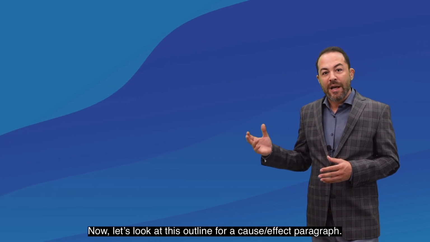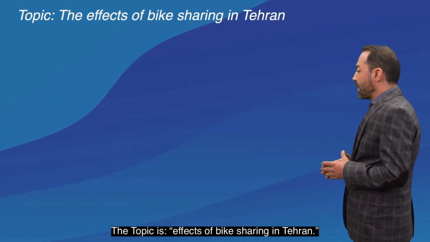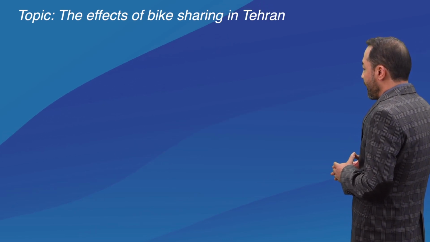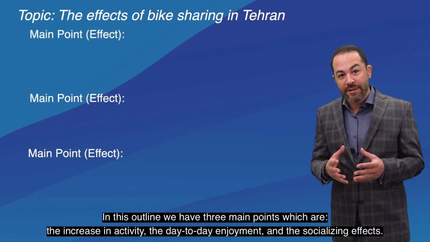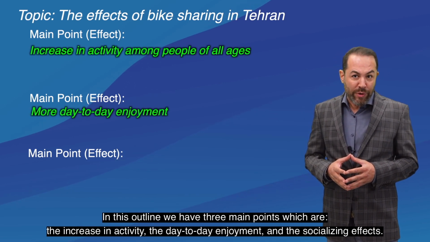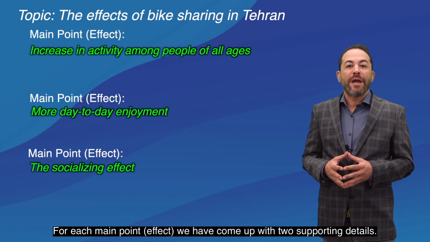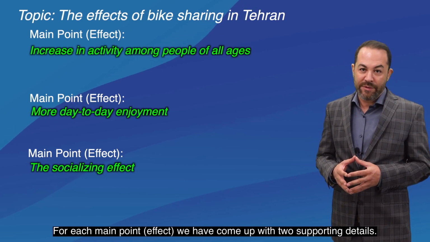Now, let's look at this outline for a cause and effect paragraph. The topic is effects of bike sharing in Tehran. In this outline, we have 3 main points or effects, which are the increase in activity, the day-to-day enjoyment, and the socializing effects. For each main point or effect, we have come up with 2 supporting details.